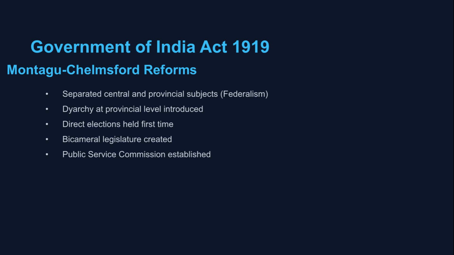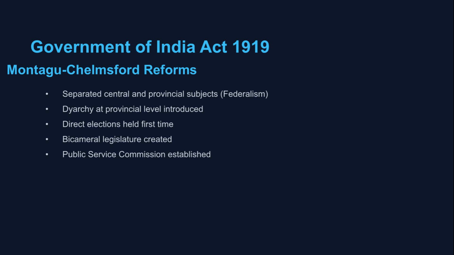At the provincial level, it introduced Dyarchy or double rule, a system where provincial subjects were divided into transferred and reserved. Transferred subjects were administered by ministers responsible to the provincial legislature. Reserved subjects remained under direct gubernatorial control. Though Dyarchy failed in practice, it embodied the principle of responsible government. The Act introduced direct elections to the legislatures for the first time in Indian history, a major democratizing step.